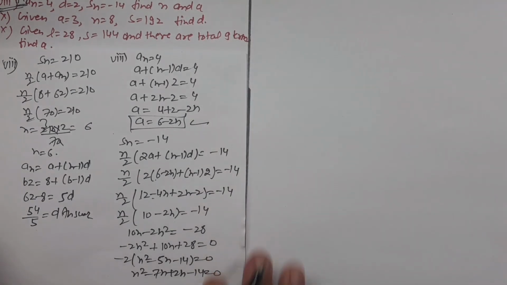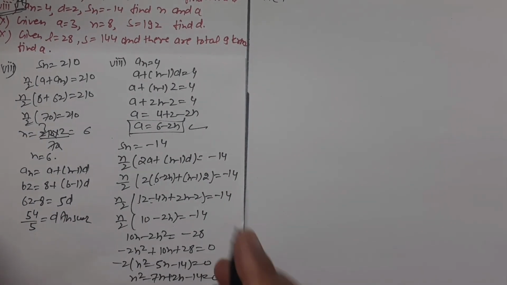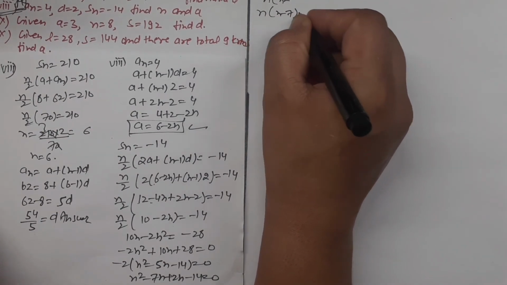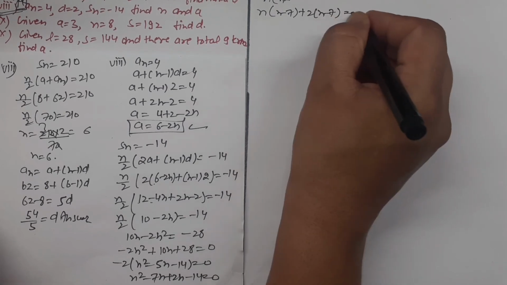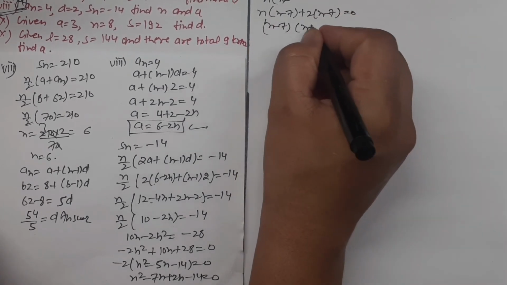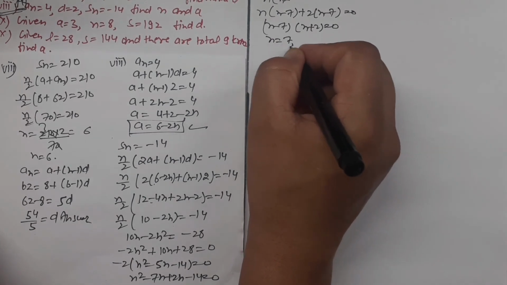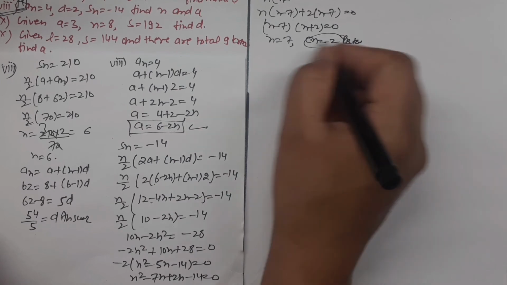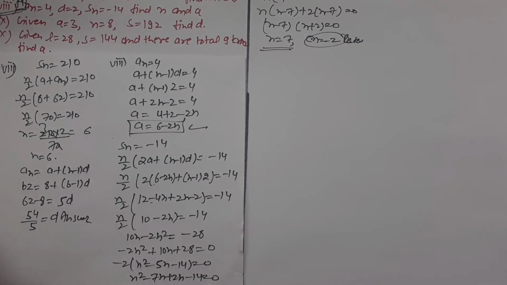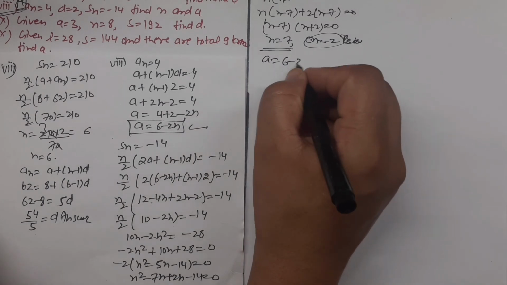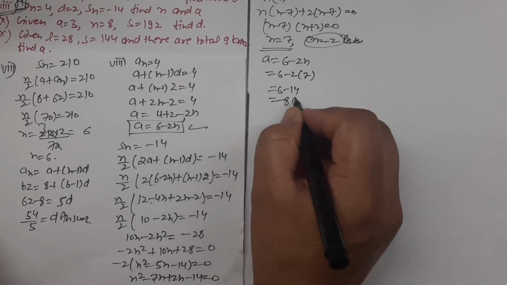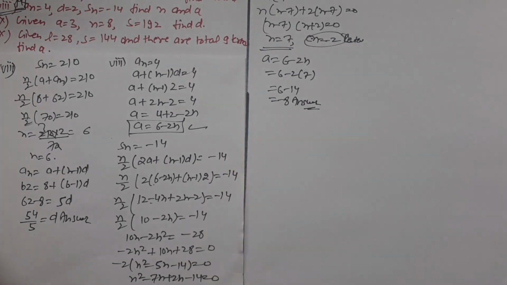n common. n minus 7, 2 common. n minus 7, n minus 7, n plus 2. Here n is 7 and n is minus 2. Reject. So n is 7. Put n in a. We have a is minus 8. Answer. Now the next is part 9th.